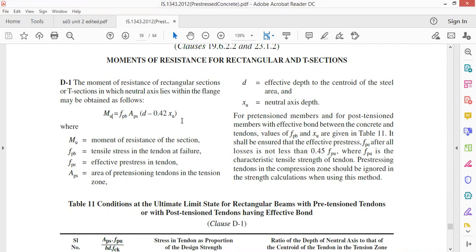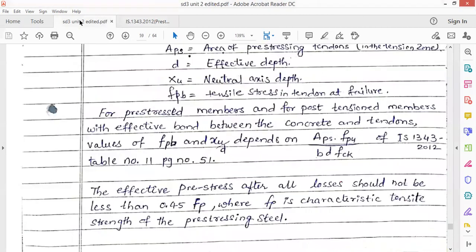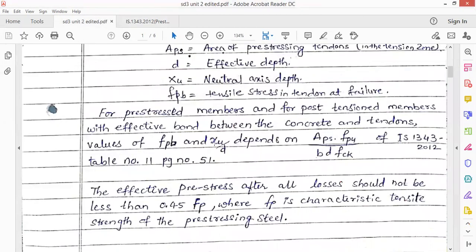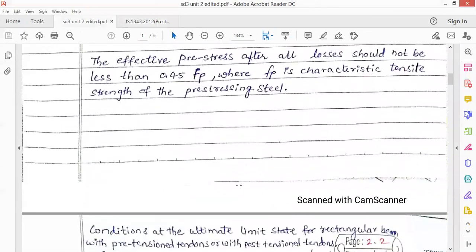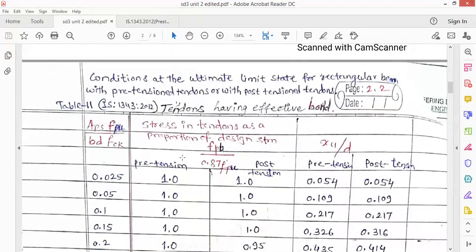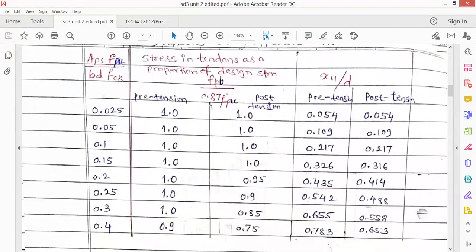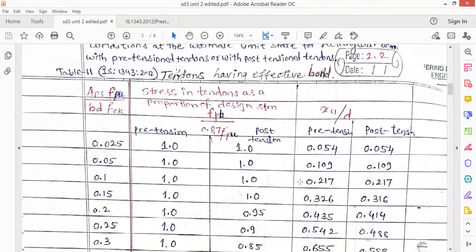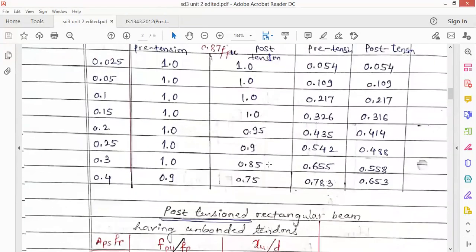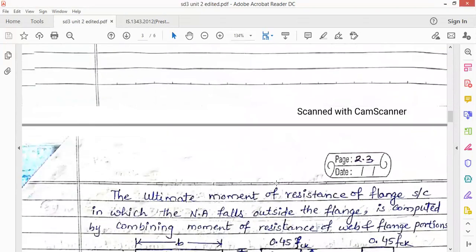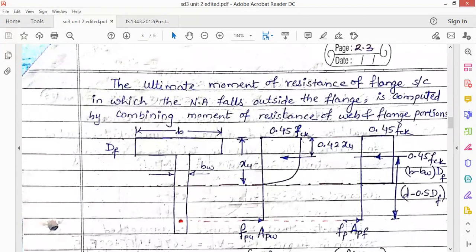There is another case where the neutral axis will be lying outside the flange. So this table, which I have already explained, is the table we need to refer to here. Now we will concentrate on the second part, that is the calculation of moment of resistance of the flange section. It is purely for the flange section when the neutral axis lies outside the flange.